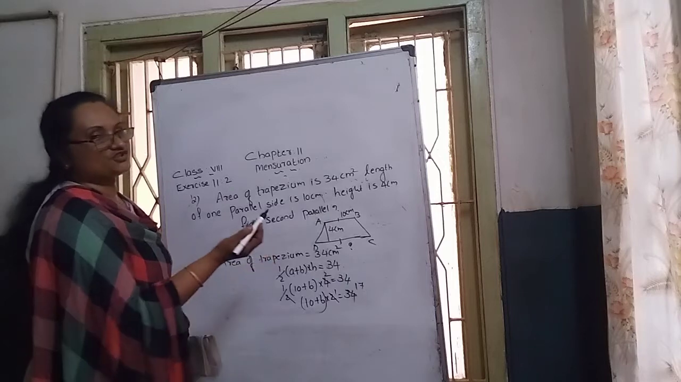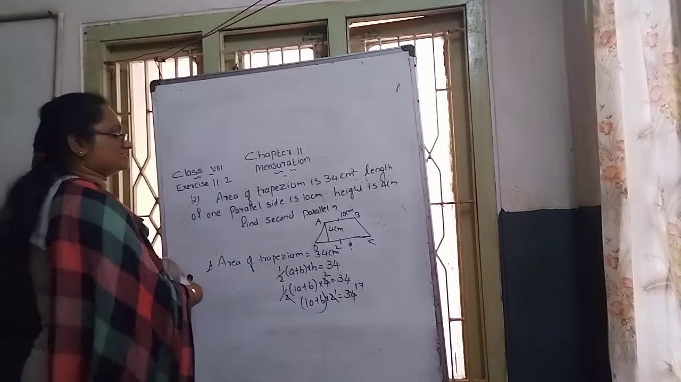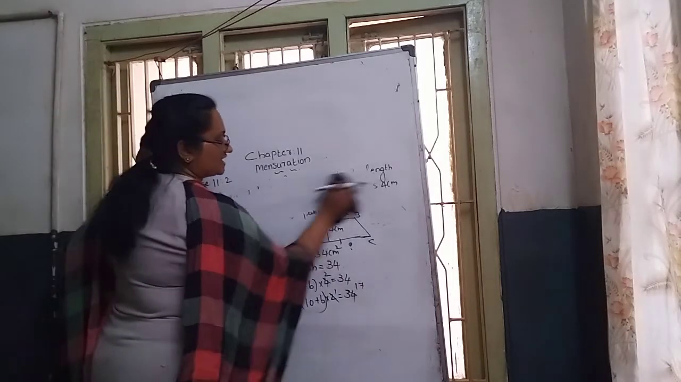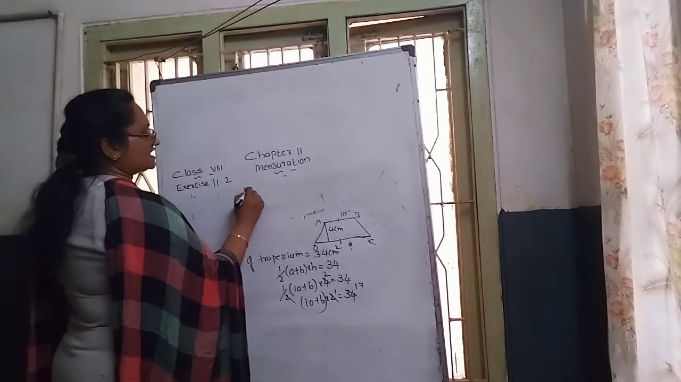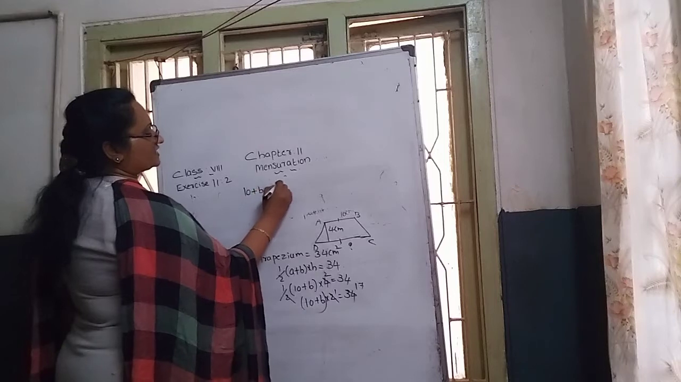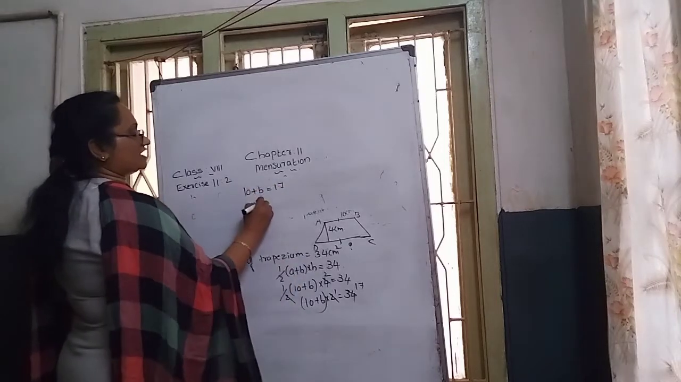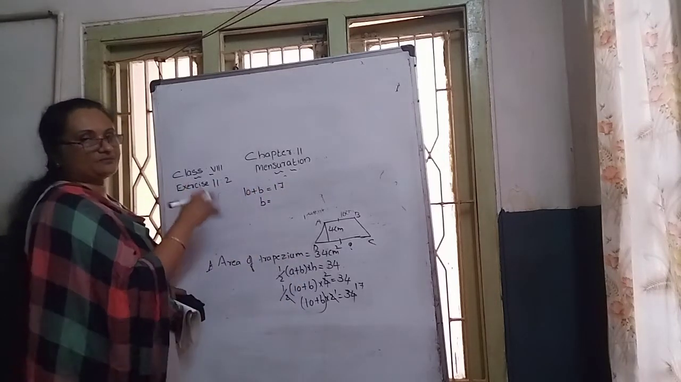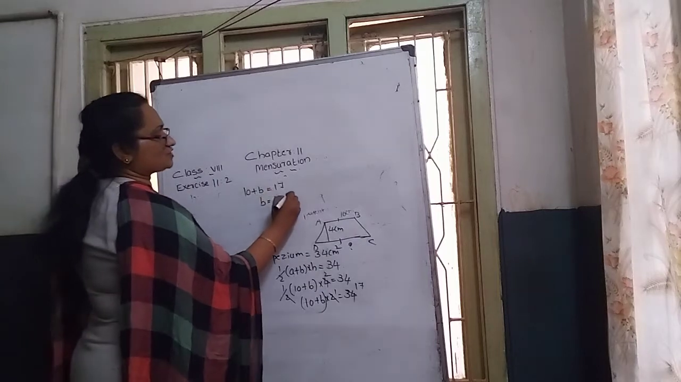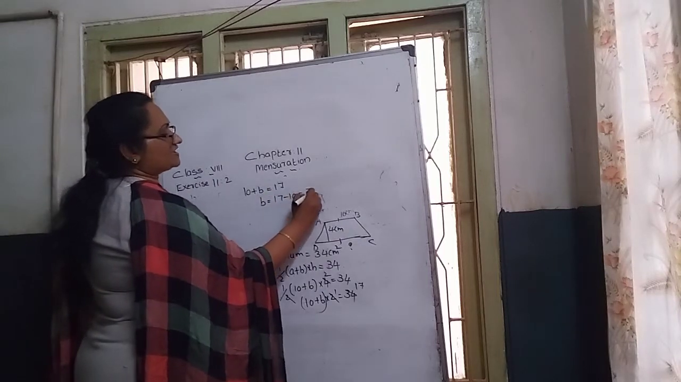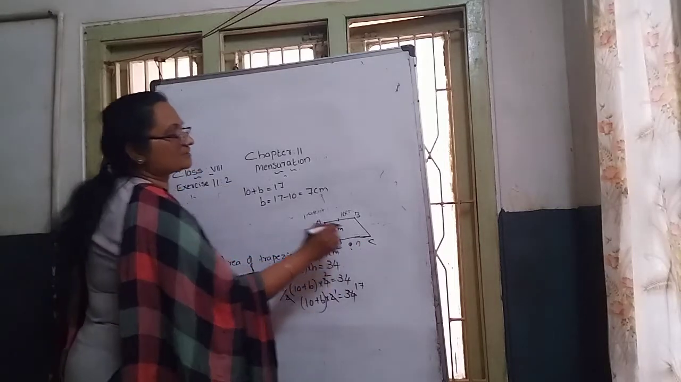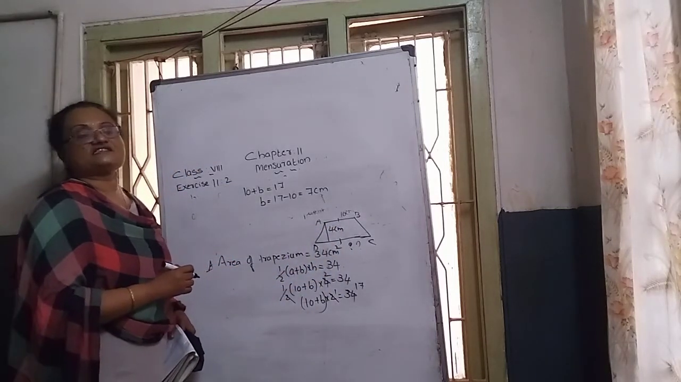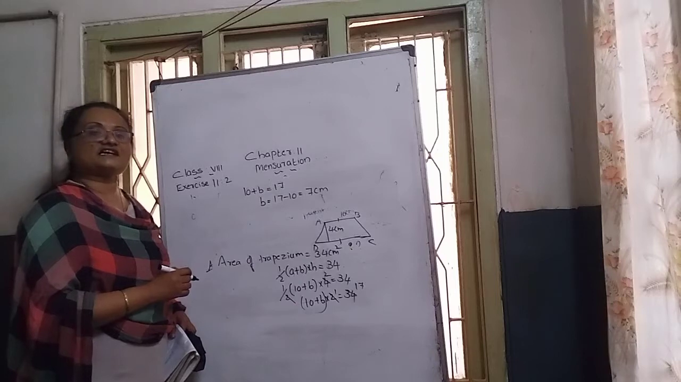Then 10 plus B into 1 means the same number itself. So 10 plus B is equal to how much? 17. 10 plus B is equal to 17. Our aim is to find the B value. So in linear equation format, plus 10 sent to the opposite side becomes minus 10. 17 minus 10 becomes how much? 7 centimeter is this side. 7 centimeter is the second side measurement.